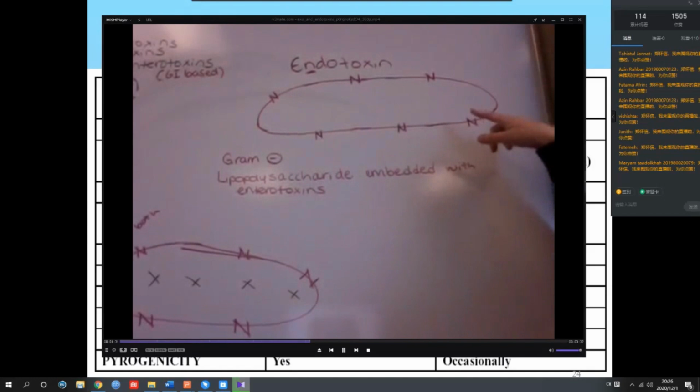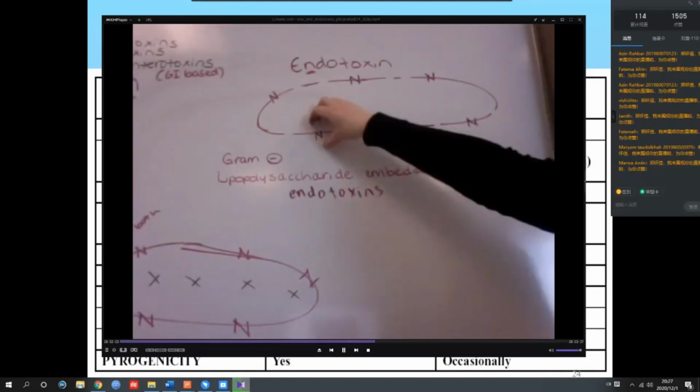So those are your exotoxins, your endotoxins, and then again, a gram-negative could potentially have both. A gram-positive is only going to be able to have an exotoxin. It cannot have an endotoxin because it does not have a lipopolysaccharide. So I hope that clarifies the toxins for you.